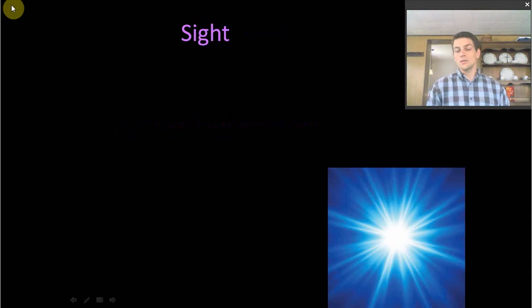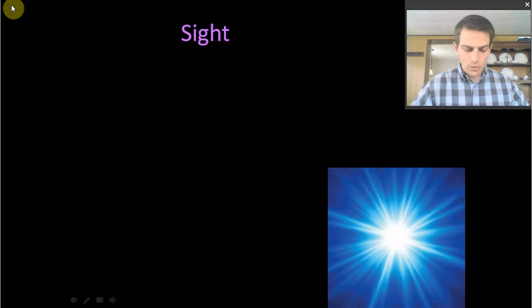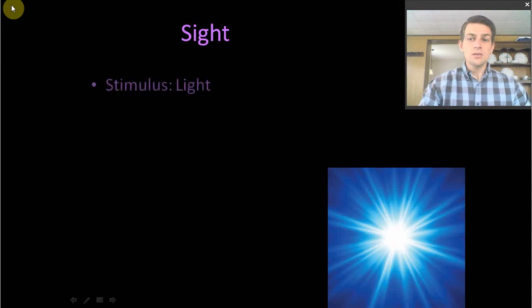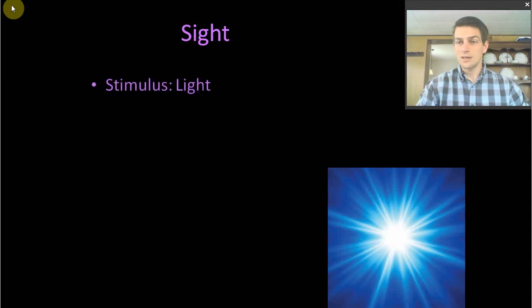So let's go into the different sensory systems. The first sort of sense that we're going to talk about is sight. And what I'm going to do, and this is maybe a little bit different than the way your book puts it, is I'm going to talk about what the stimulus is for each of these senses. So the stimulus for sight is light.